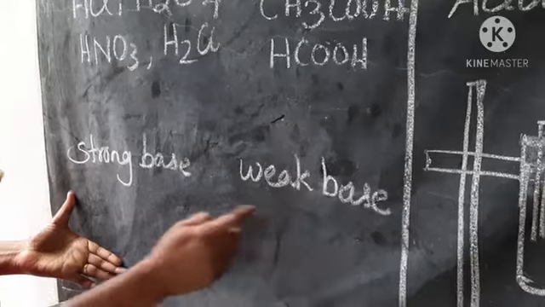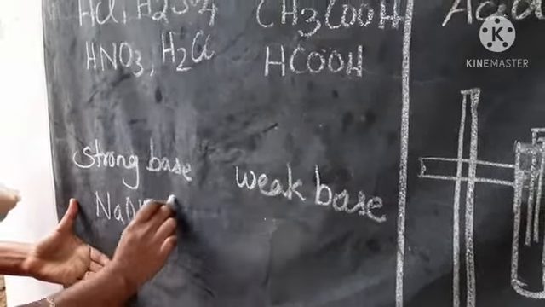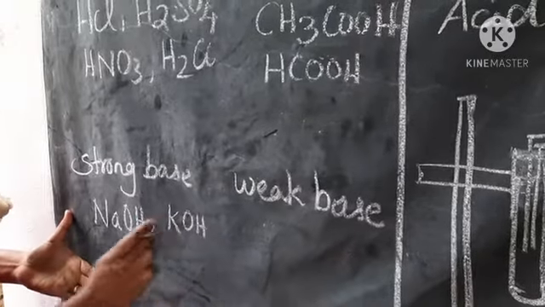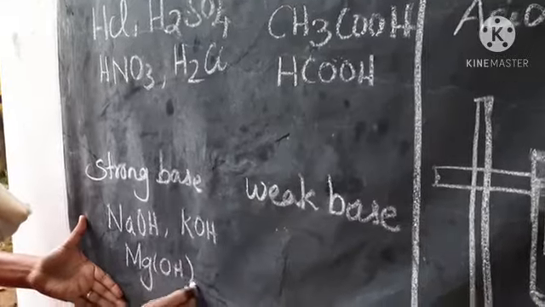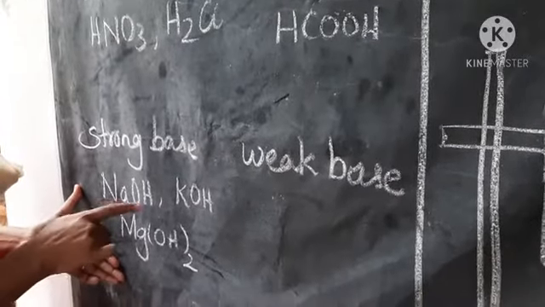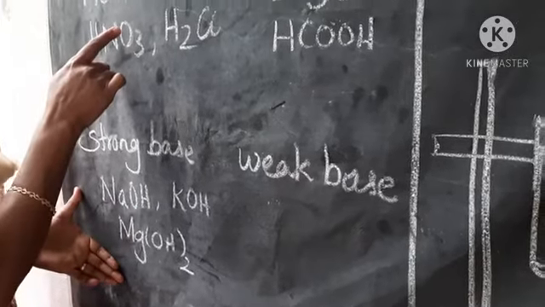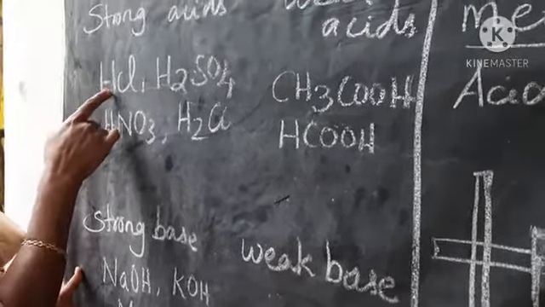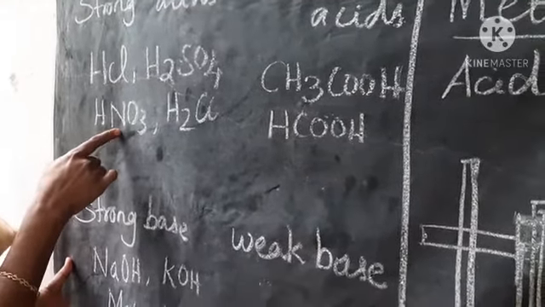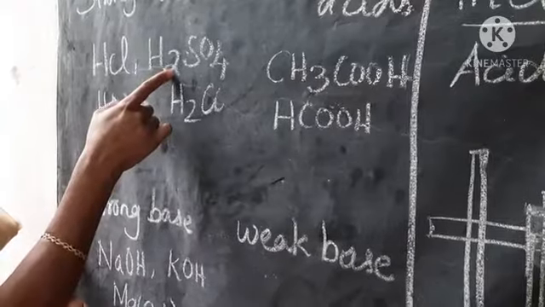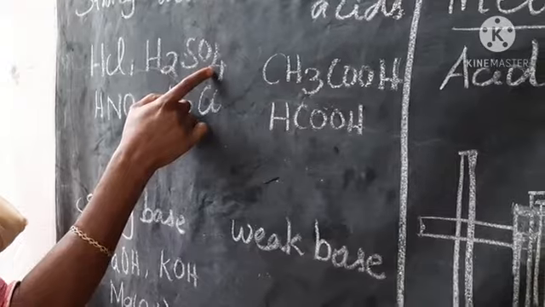Examples of strong bases are NaOH, sodium hydroxide, potassium hydroxide and magnesium hydroxide. So as I told you, if a metal and a hydroxide ion are there, that means it is a base. But in the case of acids, you look for hydrogen with a non-metal. Chlorine is a non-metal. Here you look at hydrogen, nitrogen non-metal, oxygen non-metal. Here, hydrogen, sulfur non-metal, oxygen non-metal.